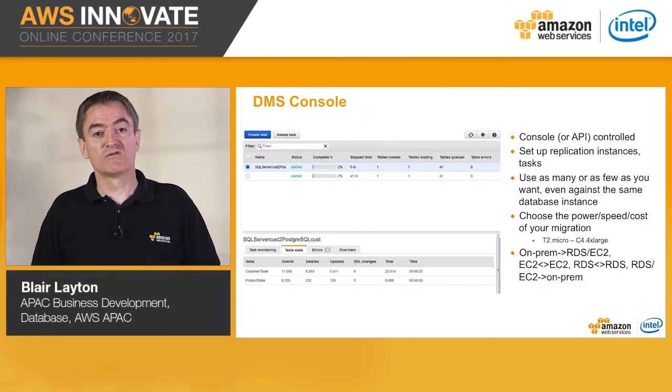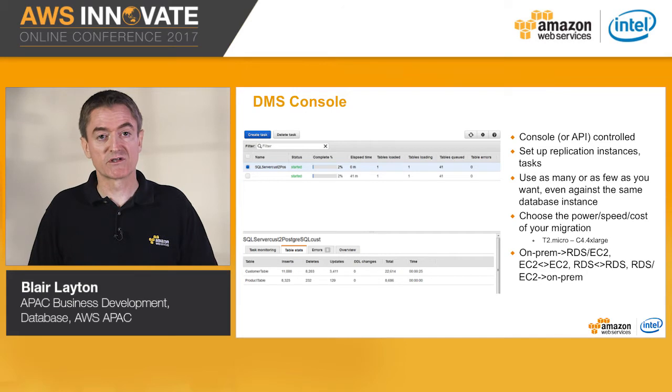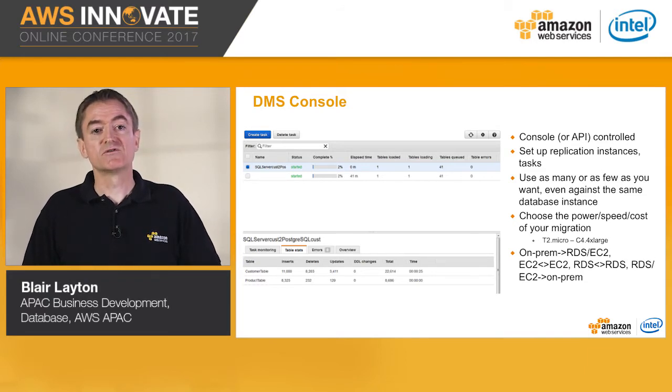DMS is managed through a console, just like most AWS services, but you can also use the API to call or script migration tasks. You can set up a replication instance and task. In fact, you can use as many replication instances, or you can build as many tasks as you need to run on those replication instances. You can also choose the power, speed, and cost of your migration by using the smallest T2 instance or a C4 4xlarge for complex migrations.